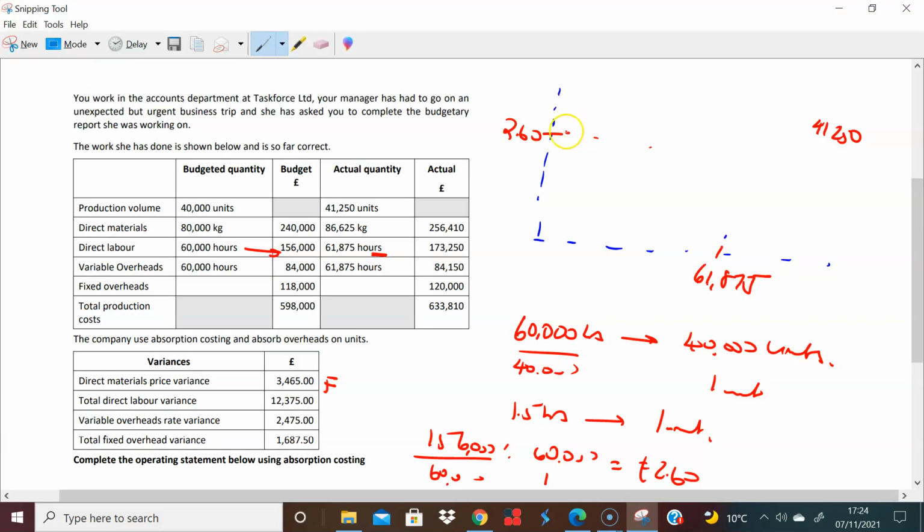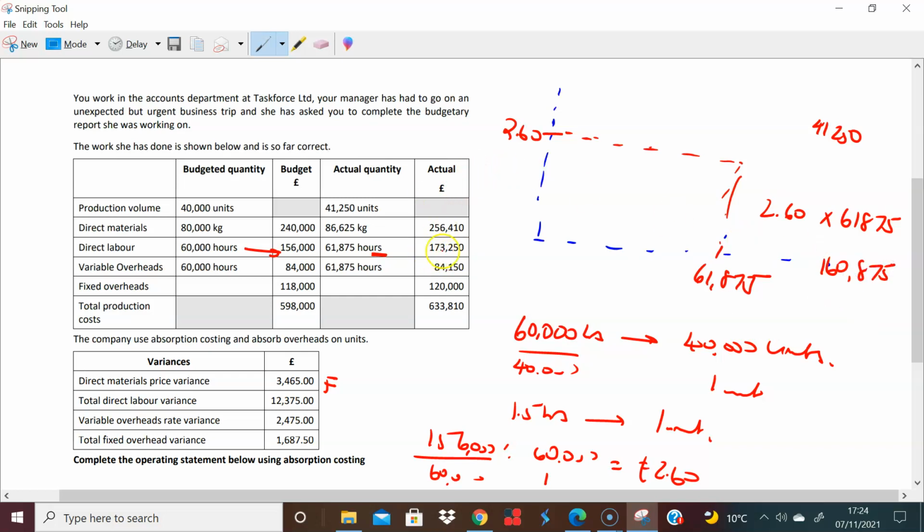So we expect you to spend £2.60 times 61,875. That's what we expect you to spend, if you like. And that £2.60 times 61,875 is 160,875. What did you spend?